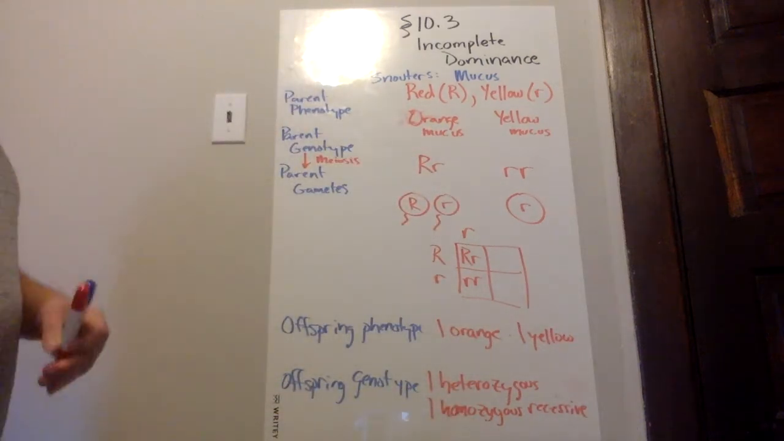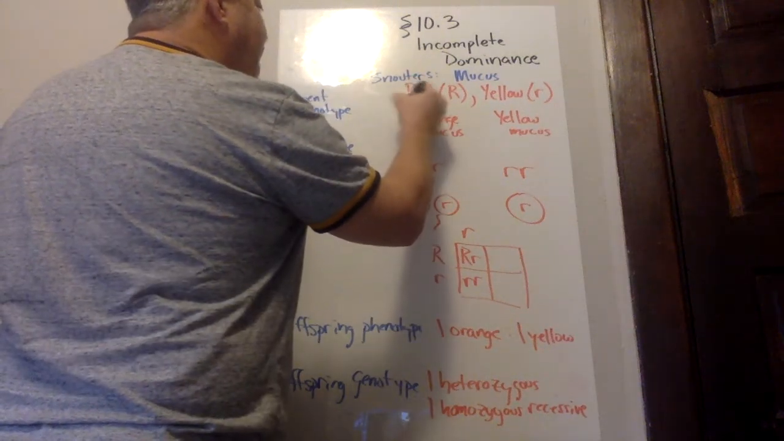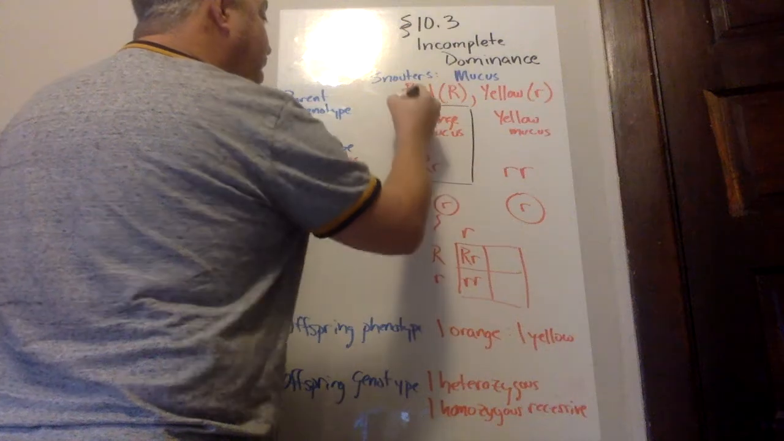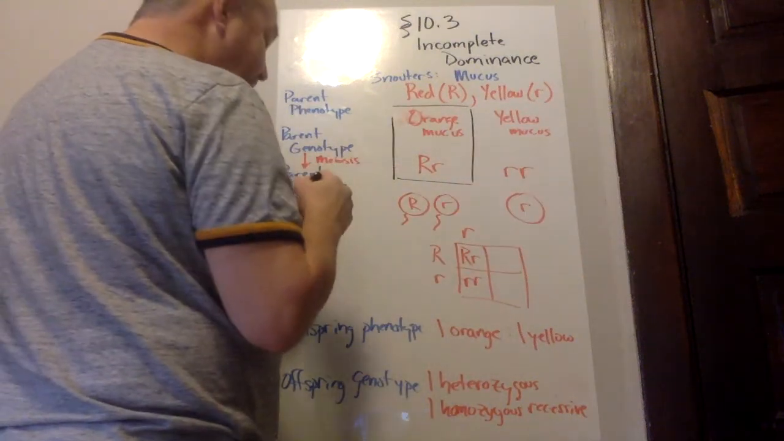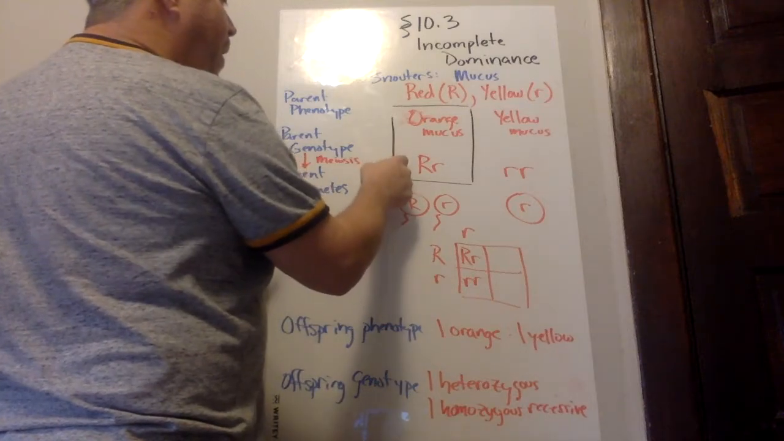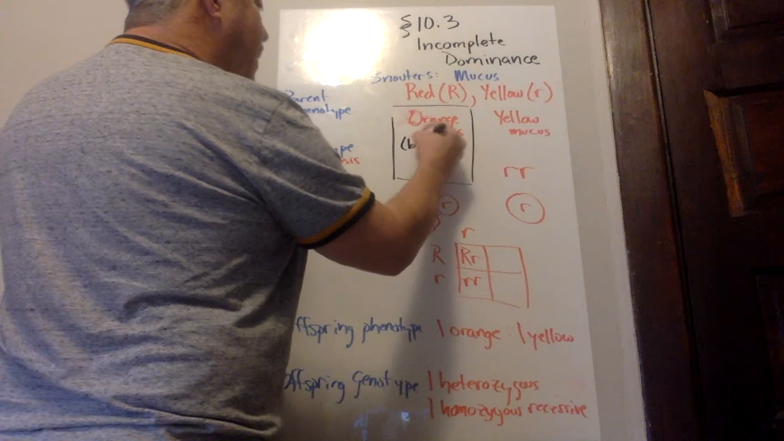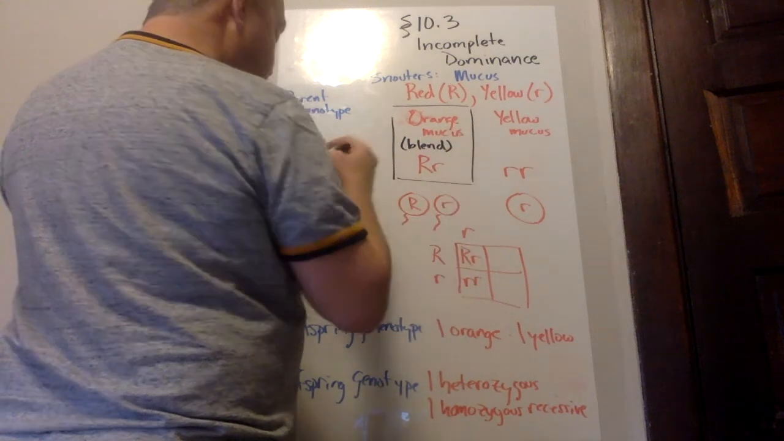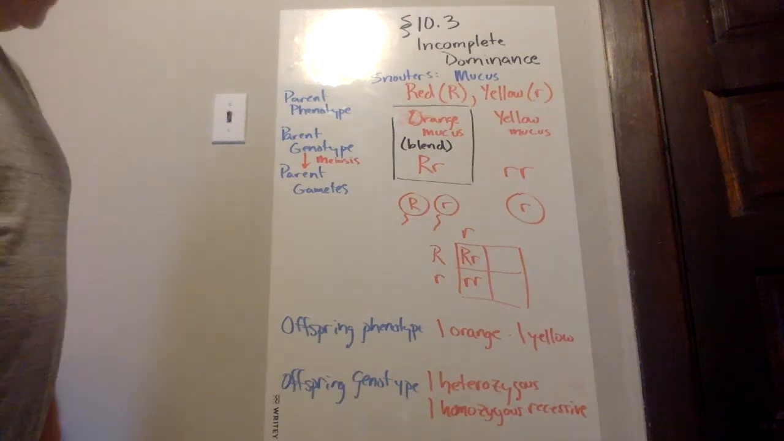So, when dealing with incomplete dominance, it is that heterozygote that changes. Homozygous recessive stays the same, homozygous dominant stays the same, but if you are heterozygous, you will have a blend. So red and yellow on the color wheel become orange.